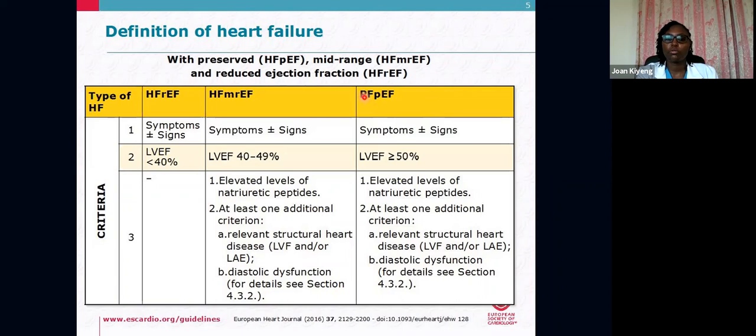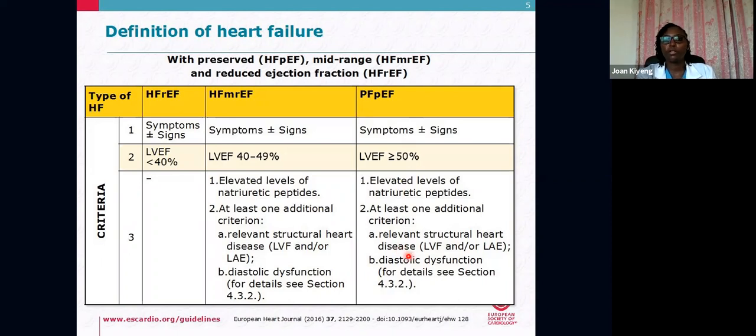And this other range is almost similar. Sorry, I think this was supposed to be H, heart failure with preserved ejection fraction. So it's the same way that you will diagnose heart failure with mid-range ejection fraction. You also need symptoms and signs. Symptoms plus or minus signs, and then the LVEF has to be more than 50%, and then you need to have elevated natriuretic peptides. These are just markers of heart failure. And also you have to demonstrate there is some structural heart disease.